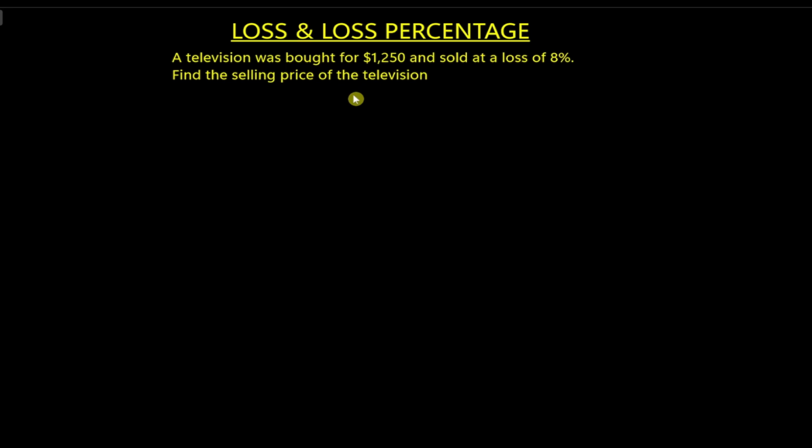First of all, let's identify the parameters over here. The television was bought, so now this becomes the cost price, and sold at a loss of 8%. Now this is the loss percent. Find the selling price of the television. So we are to find the selling price of the television. The first approach we are going to use is by using the formulas.